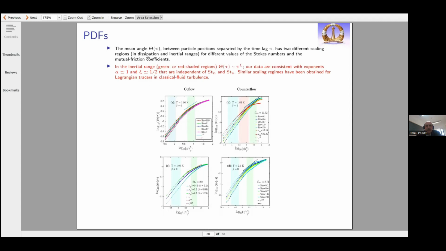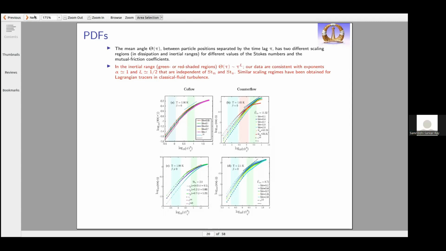But all I want to show you is that, for example, this mean angle between particle positions, the qualitative form is similar to what is obtained in classical fluid turbulence, but there are detailed differences, more so for the case of counterflow. And we have studied this not only for heavy particles, but also for light particles. And you get similar scaling regimes in these CPDFs. You get scaling regimes with exponents alpha and psi. And this is one way in which superfluid turbulence is not very different from its classical fluid counterpart. Qualitatively, everything looks the same. You get these scaling regimes, with roughly these exponents, but of course, they're not determined with very great precision.